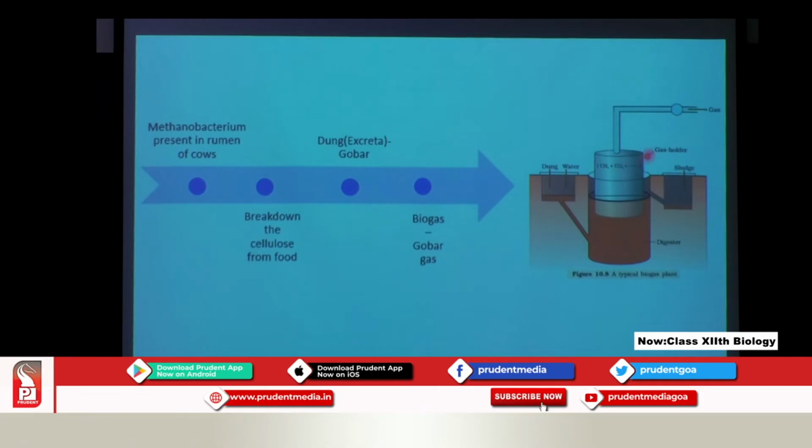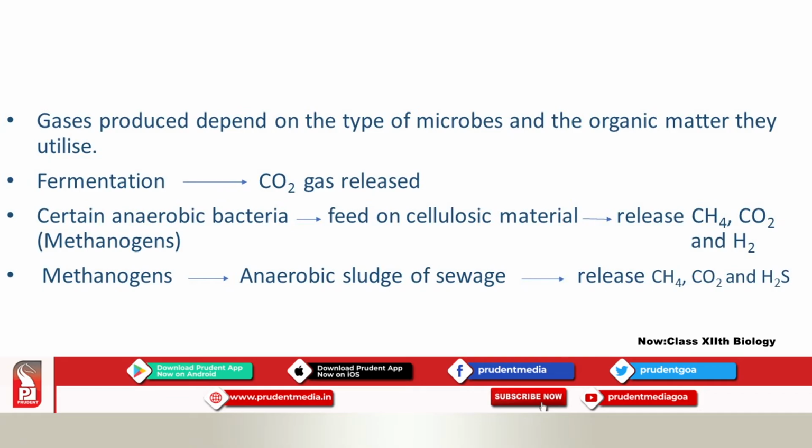Here the gas is produced and the gas comes out from here, and this is the gas holder. Whatever sludge remains after digestion is later used as a fertilizer. Now here I am explaining to you, the gas which is produced depends on the microbes and the organic matter they utilize. Because biogas plants also use human excreta elsewhere to produce biogas. Now I am summarizing everything for you to avoid confusion.